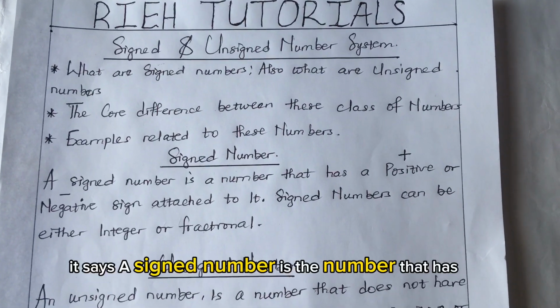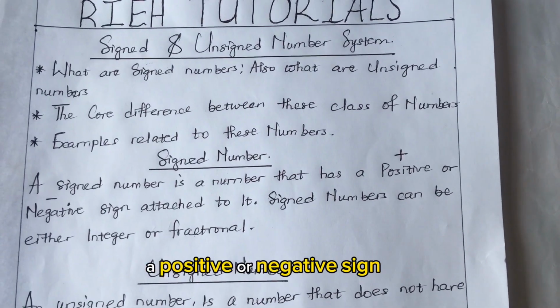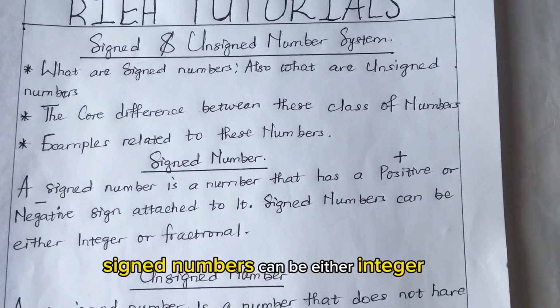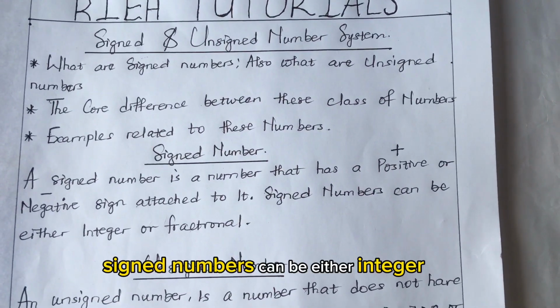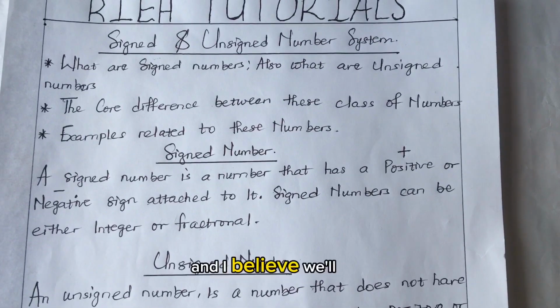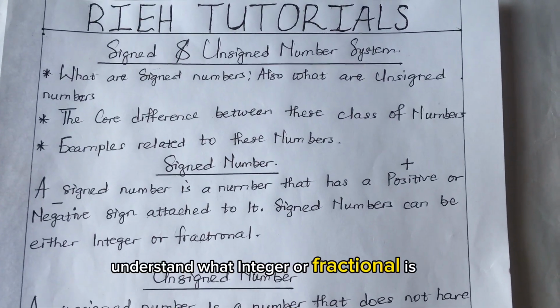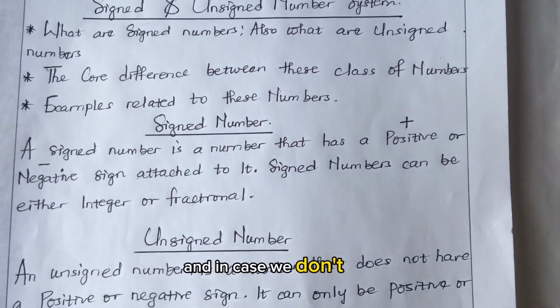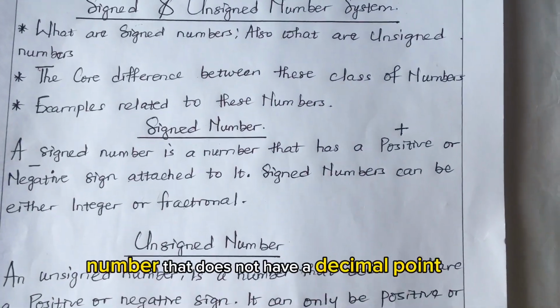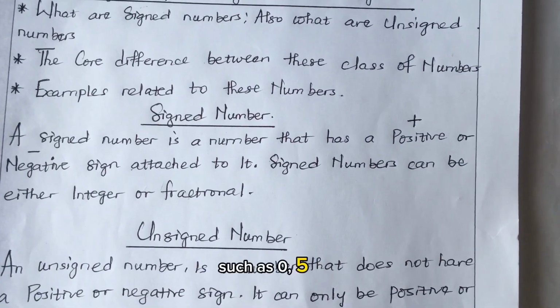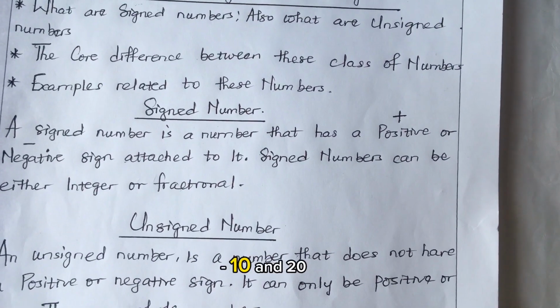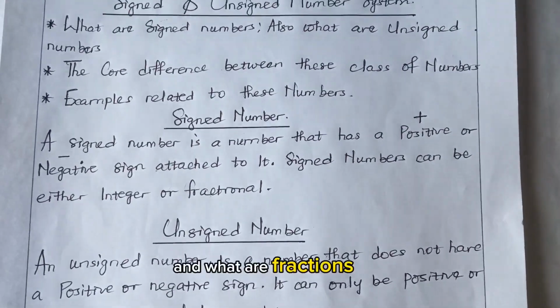A signed number is a number that has a positive or negative sign attached to it. Signed numbers can be either integral or fractional. And I believe we'll understand what integral or fractional is. In case we don't, an integral is a number that does not have a decimal point, such as 0, 5, -10, and 20. And what are fractions?